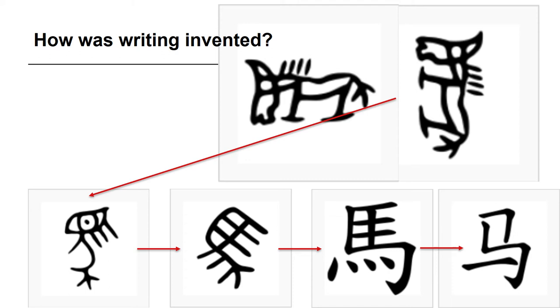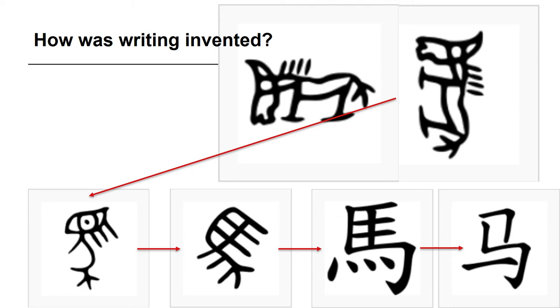There are two of them because Chinese script exists in two forms. The form that we call the traditional script that's used in Taiwan and Hong Kong, and the one on the right-hand side, the simplified script that's used in the mainland of China.